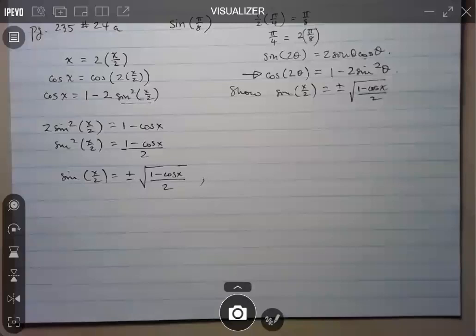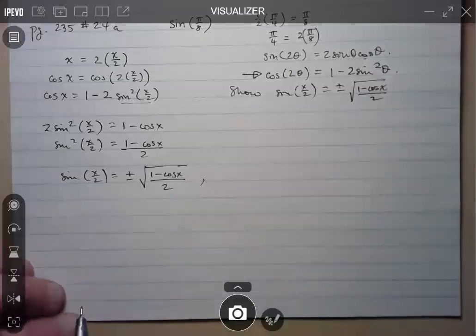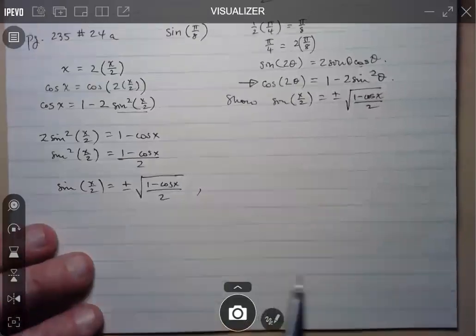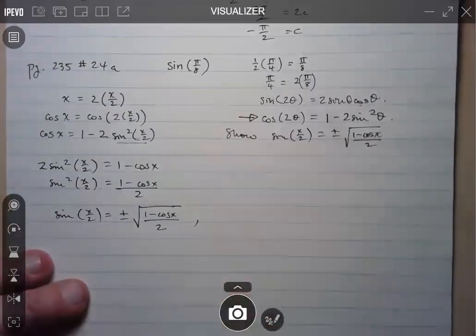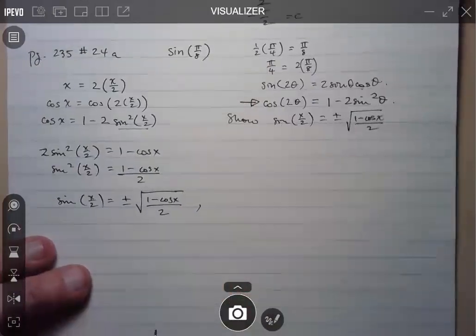Come on, folks. I'm sure someone here can help me out with that. What is going to determine whether I'm going to choose the positive square root or the negative square root? The quadrant. Exactly. Whatever quadrant x over 2 is in is going to determine whether we take the positive one. So in class, when we were doing pi over 8, we chose the positive square root because pi over 8 is in the first quadrant.